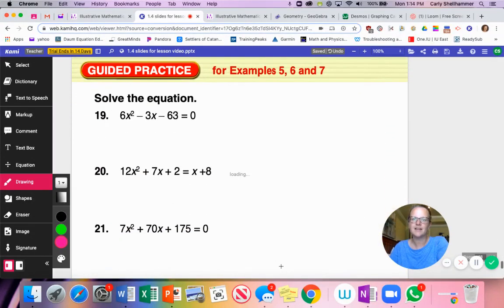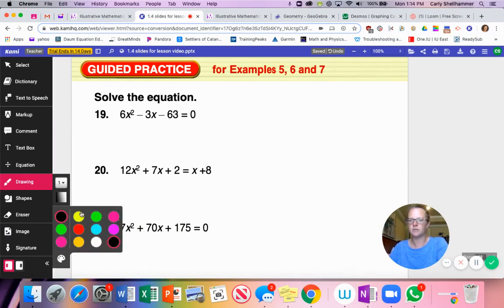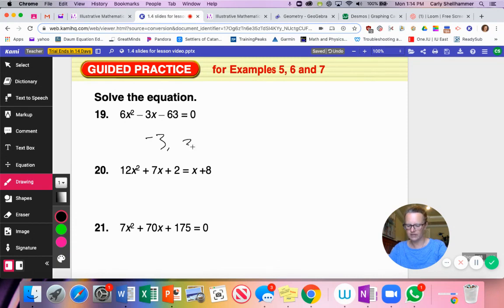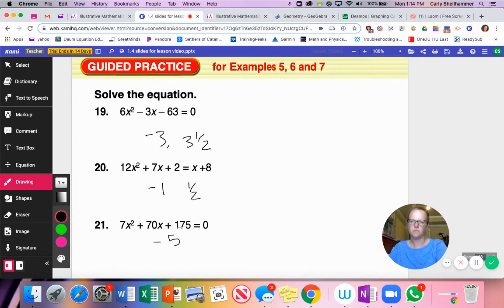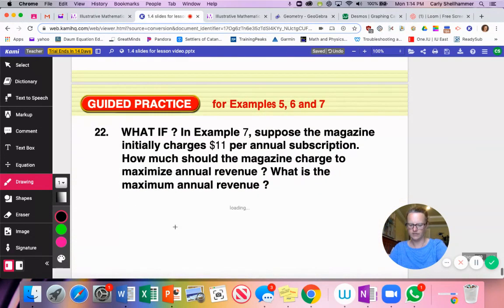Lots of papers. All right, we're not going to do the guided practice. I will be glad to give you the answers though. Negative 3 and 3 1/2. Negative 1 1/2. And negative 5. And then the what if, $12.50. Oh, we didn't finish that part of the problem. $312,500.